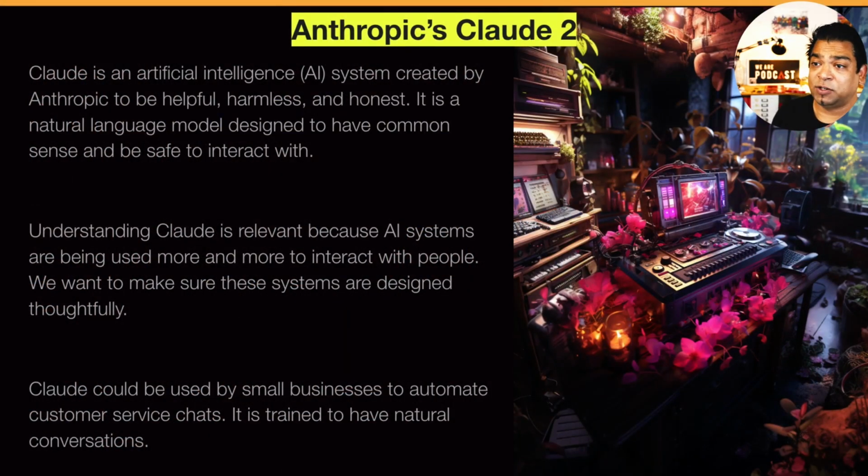Now, Claude 2 is an artificial intelligence system created by Anthropic to be helpful, harmless, and honest. The 3 H's. It is a natural language model designed to have common sense and be safe to interact with. Understanding Claude is relevant because AI systems are being used more and more to interact with people. We want to make sure these systems are designed thoughtfully and you can understand how they work so that you can get the most out of getting some of the things in your business done correctly.